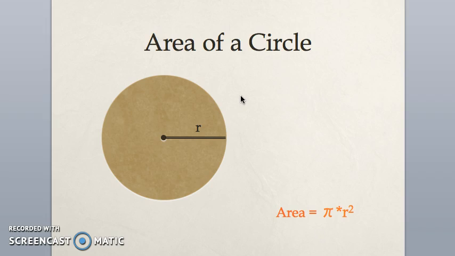And finally we have the area of the circle. So we're given the radius of a circle. We can find the area of that circle by taking pi times r squared, which is the radius.